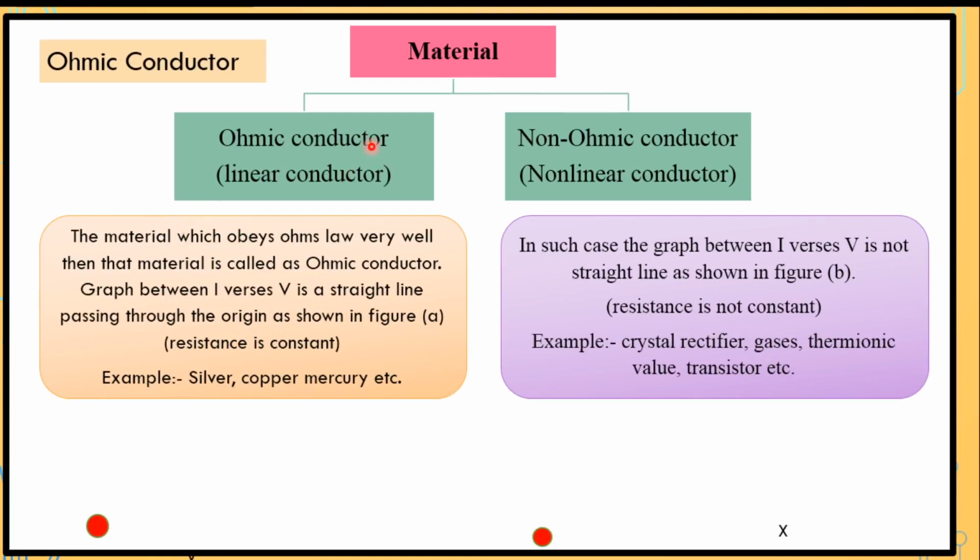So, ohmic conductor and non-ohmic conductor. The ohmic conductor is also called a linear conductor and the non-ohmic conductor is called a non-linear conductor. So why is it called linear or non-linear conductor, or ohmic or non-ohmic conductor? So here what will happen?